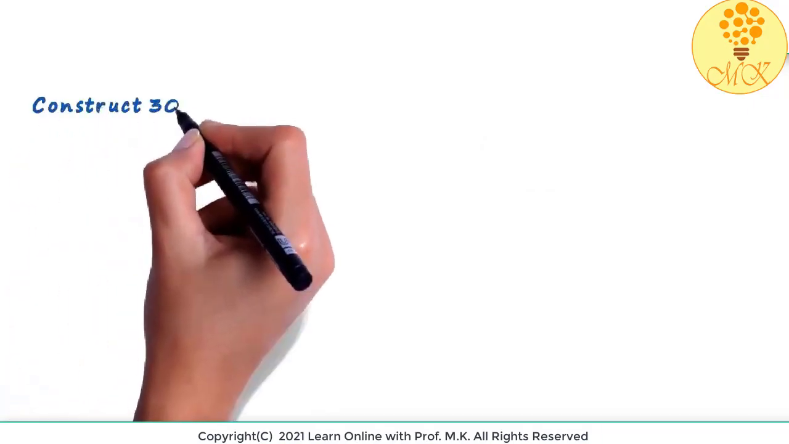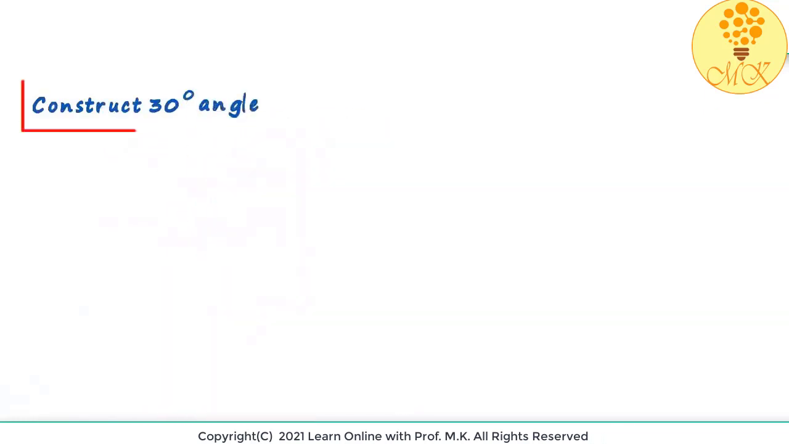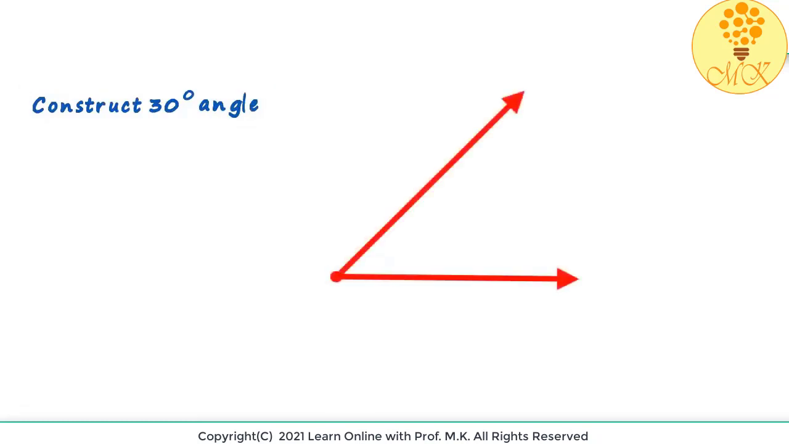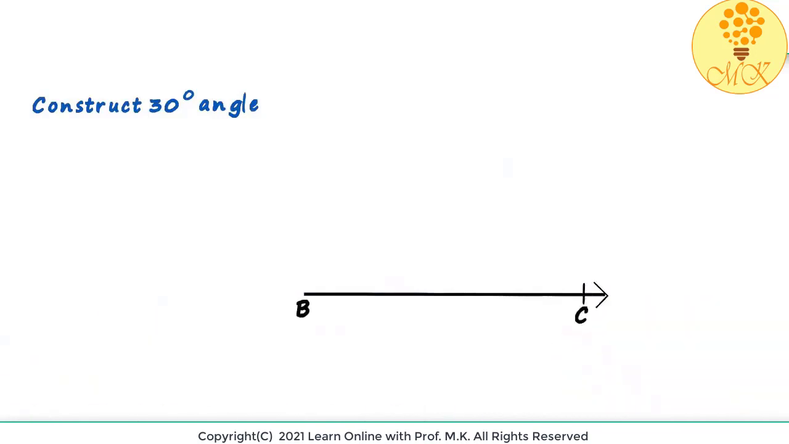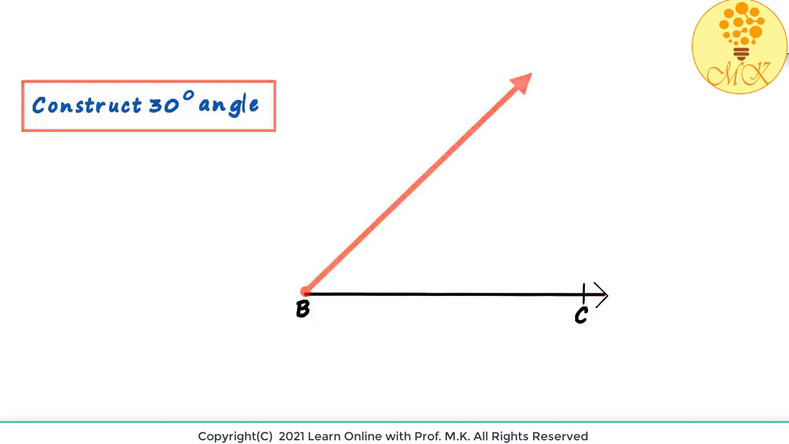How do we construct a 30 degrees angle? To construct an angle, we need its two arms, the initial arm and the terminal arm. Let's draw a ray BC, which will be our initial arm. Remember, a ray originates from a point and extends indefinitely in one direction. We need to construct a 30 degrees angle by creating a terminal arm.